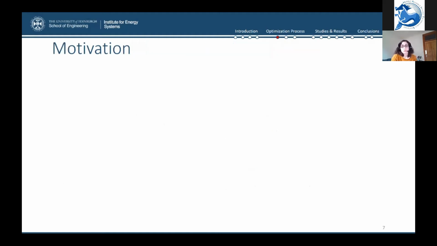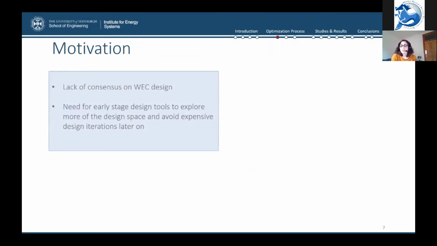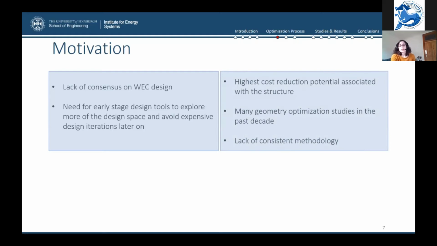And so this brings us to the motivation for this work on wave energy converter design optimization. On one hand, as you could see, there's a wide range of wave energy converter designs. And this points to the need of early stage design tools to explore more of the design space and avoid expensive design iterations later on once the device has been built. On the other hand, the structure has been identified to have the highest cost reduction potential. And for this reason, many geometry optimization studies have been performed in the past decade.